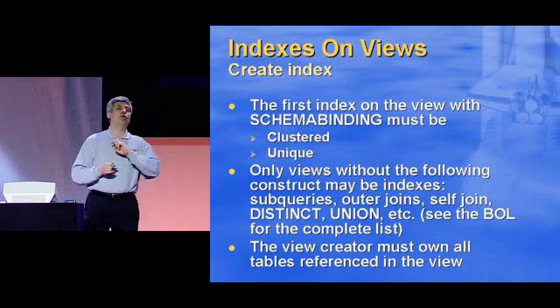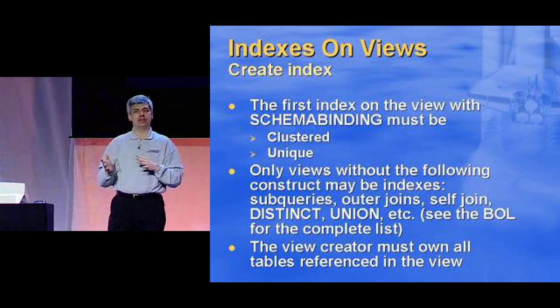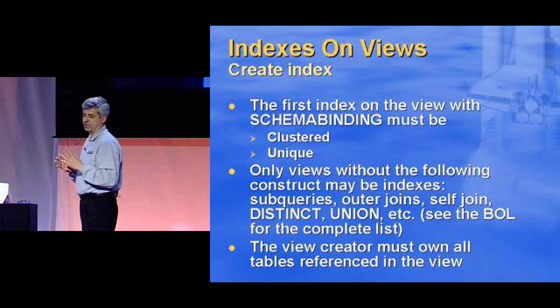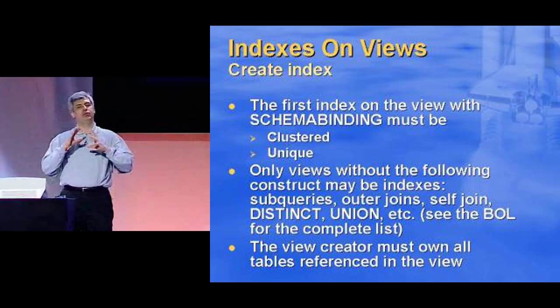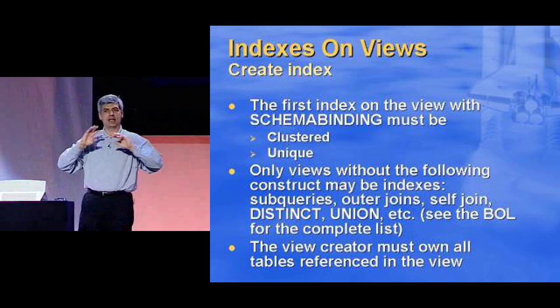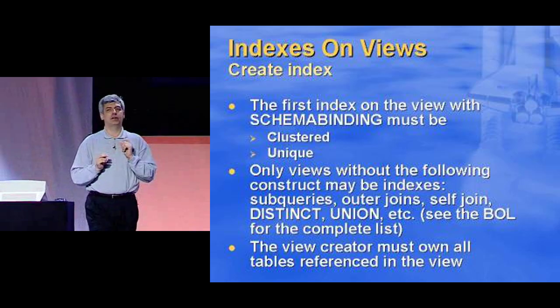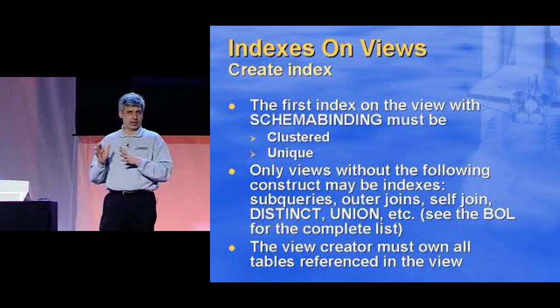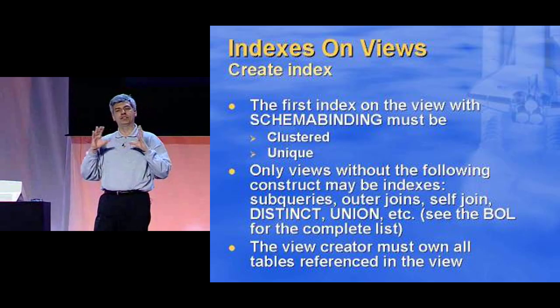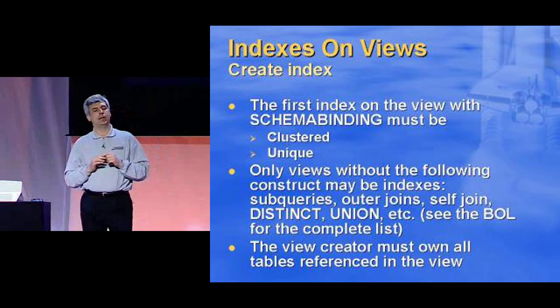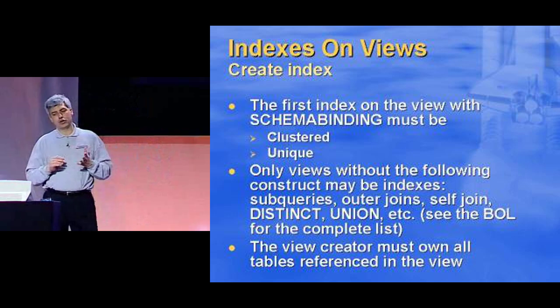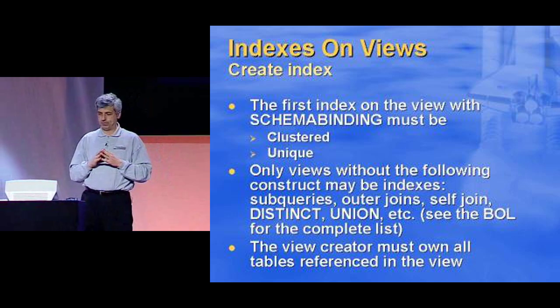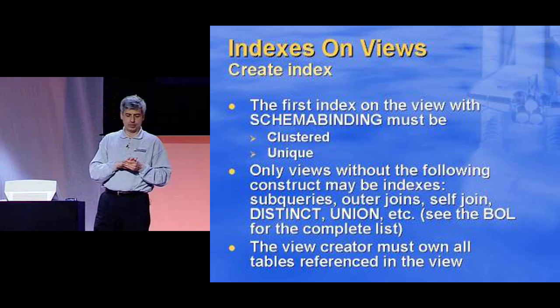Now, there are some more restrictions on the views which you can index and which you cannot. For example, if there is a subquery, we won't allow you to create an index on such a view. It doesn't mean that your query which contains a subquery cannot use an indexed view. It can, but that construct cannot be used directly in the indexed view. The same goes for self joins, outer joins, unions, and so on. And Books Online in Beta 2 will soon have the complete list of all the restrictions.